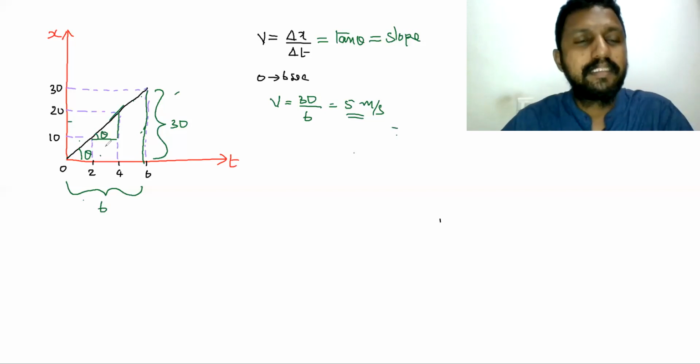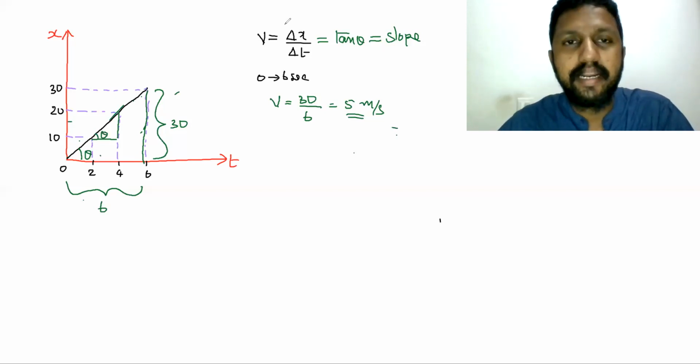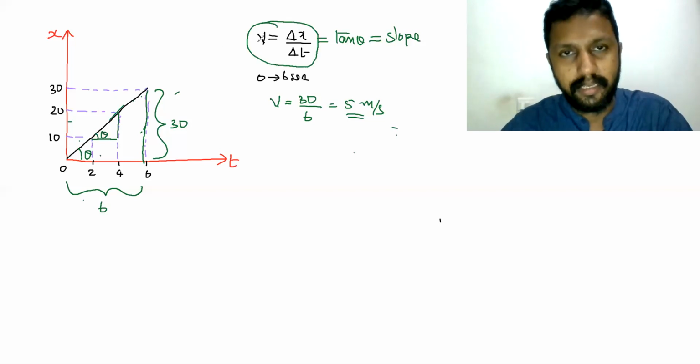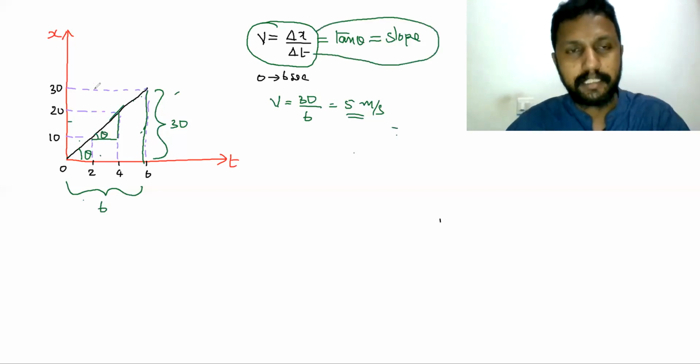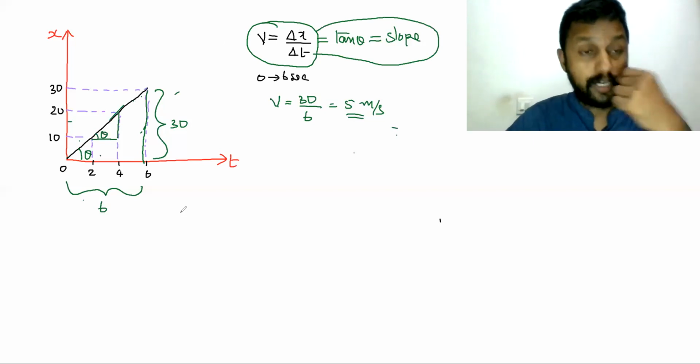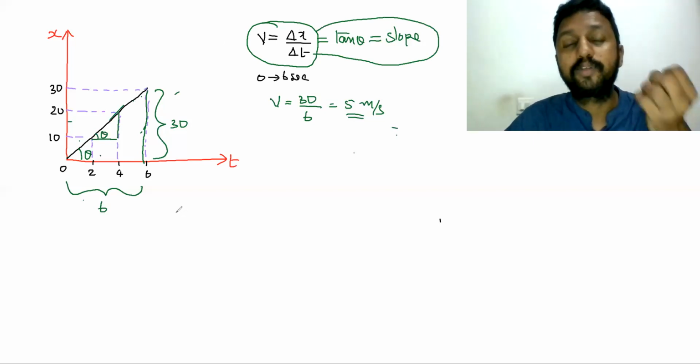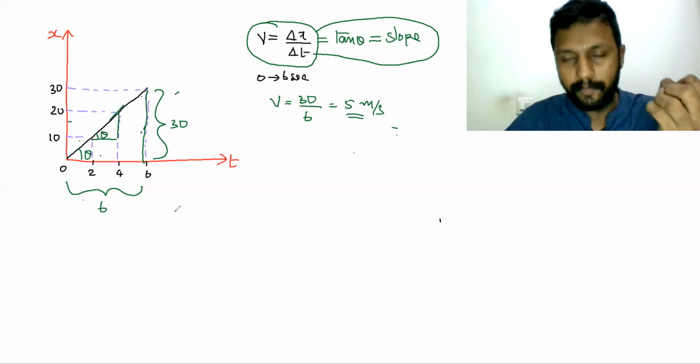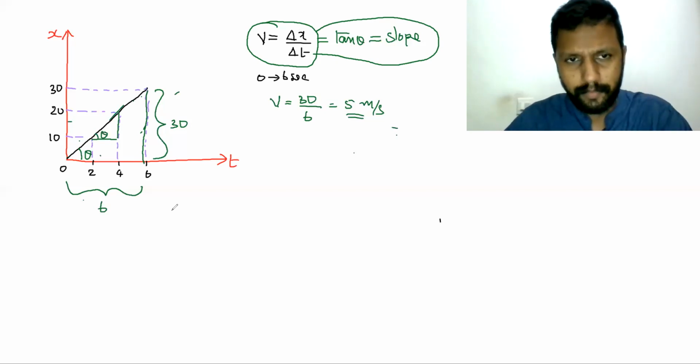Therefore, this is the basic idea that we have to understand. Average velocity is delta x by delta t. It can be obtained by tan theta or the slope of the displacement time graph. We could find out velocity from the slope of the displacement time graph.